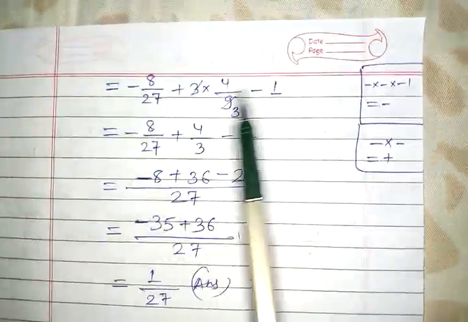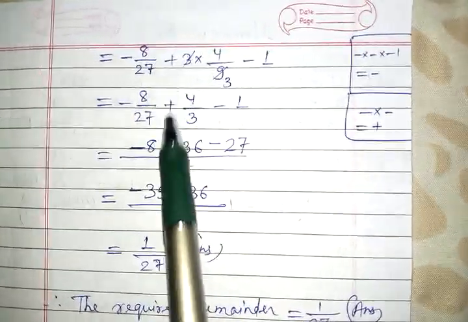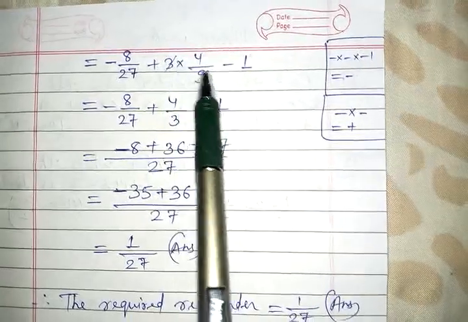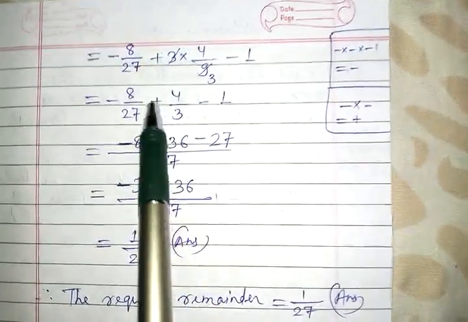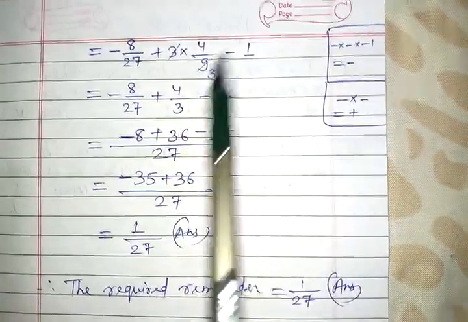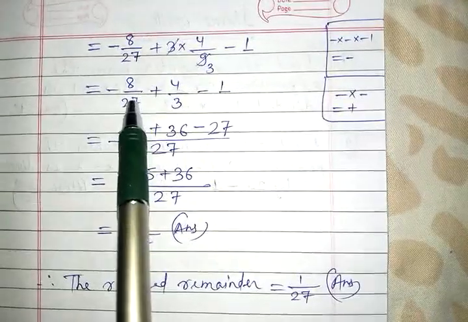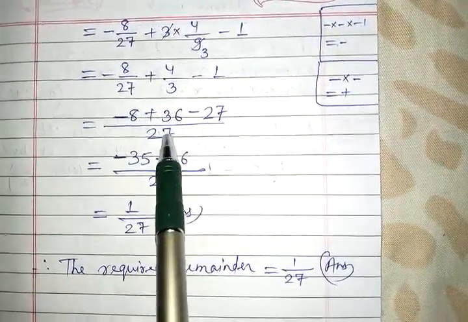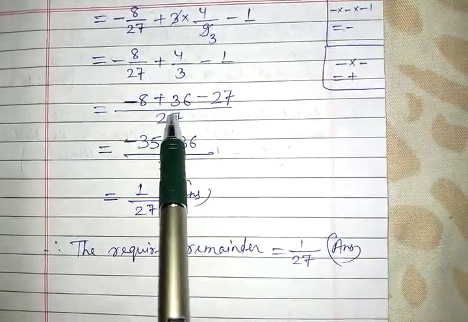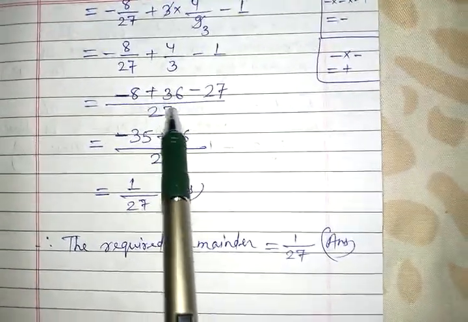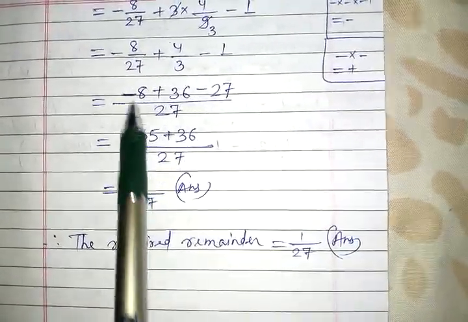After simplification, finally we have minus 8 by 27. And here 3 and 9 can be cancelled because there is multiplication. 3 3s are 9. So there is plus 4 by 3 minus 1. Now it's time to do the LCM. LCM of 27, 3 and 1 is 27. So now 27 is the LCM. 27 1s are 27. That 1 will multiply with 8. 8 into 1 will be minus 8.